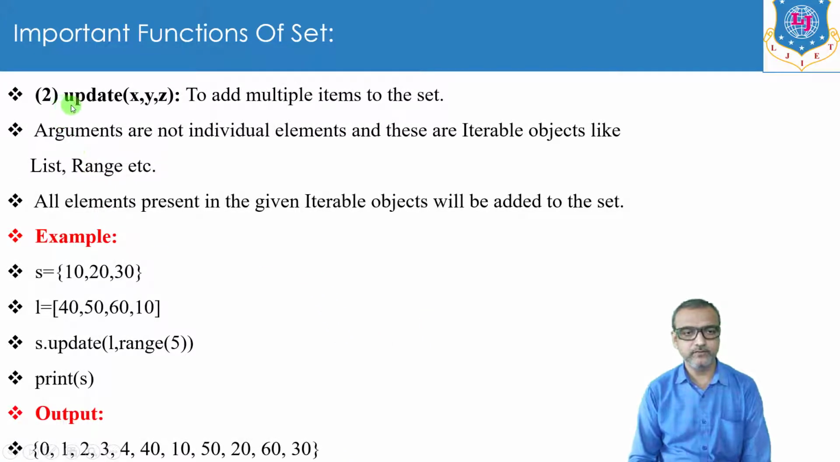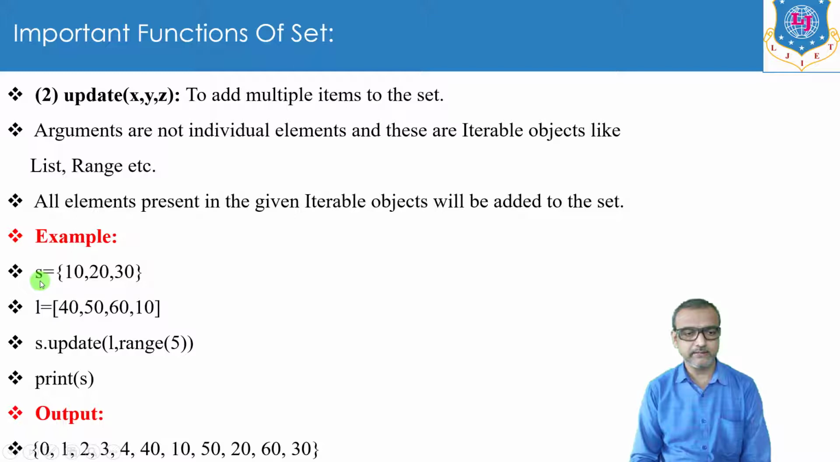Now we have the second function, that is update x, y, z. What will this function do? It will add multiple items to the set. Arguments are not individual elements; these are iterable objects like list, range, etc. Here x, y and z will not be a single element, right? They will be iterable objects like list, range, etc. All elements present in the given iterable objects will be added to the set. How? I will make you understand with the help of an example.